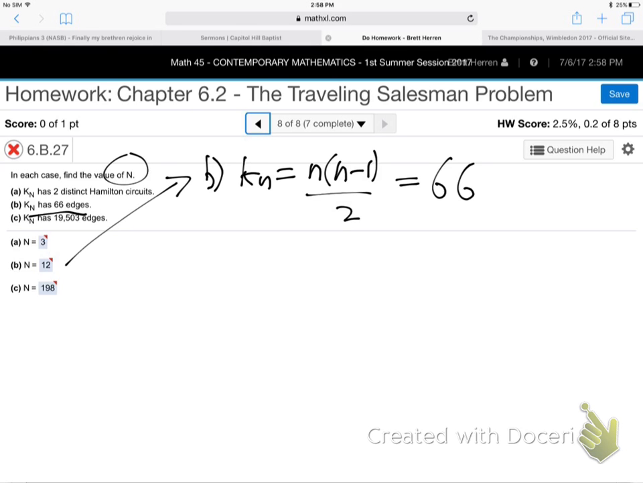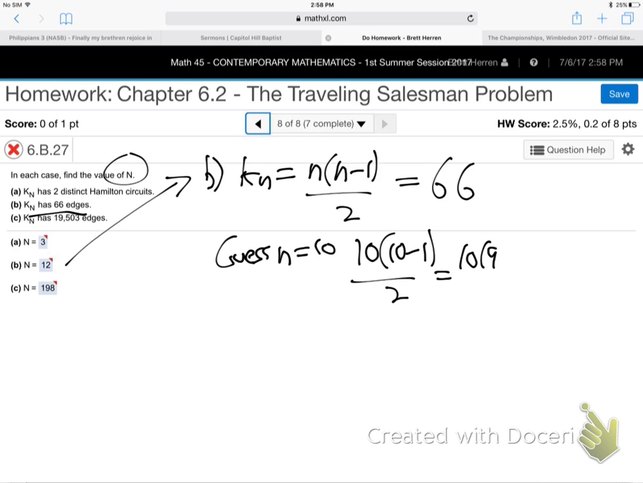You guys tracking with me? So, guess. Guess at 10, for example. Doesn't matter. It'll tell us whether to go higher or lower. If you plug in 10, you're going to get 10 times 10 minus 1 over 2, which is 10 times 9 over 2, which comes out 45. Too low. So go higher.